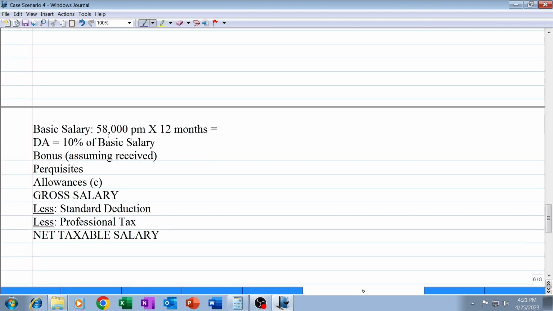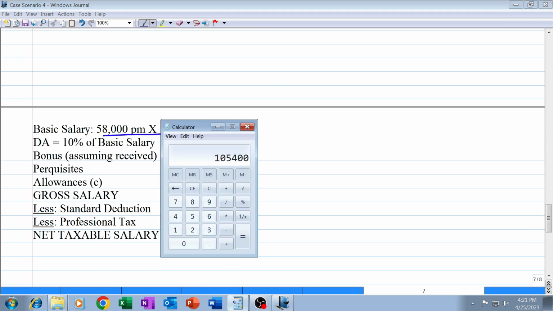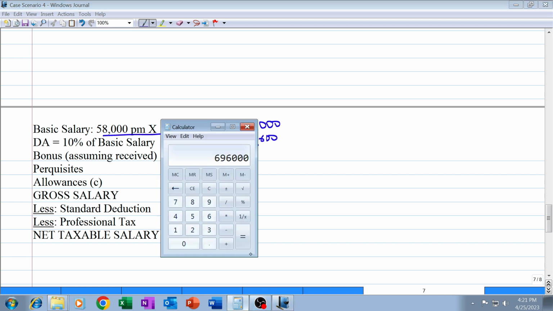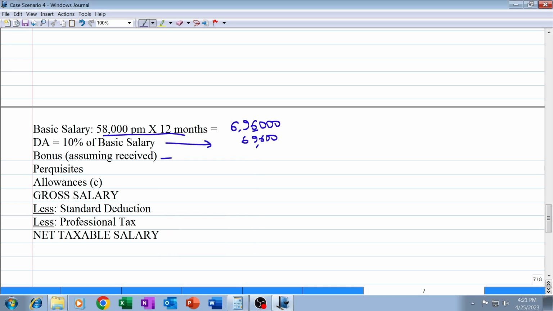Basic salary is 58,000 per month into 12 months, 6,96,000. 696,000 plus DNS allowance will be 69,600. That will be 10% of this. So I'm putting it in memory, plus 69,600. Again I'm putting it into memory. Then bonus, assuming it is received, was 98,000. Perquisites we just calculated out, 105,400 in the earlier question.